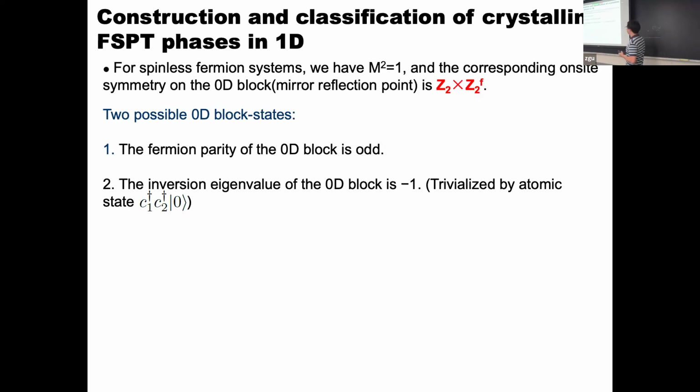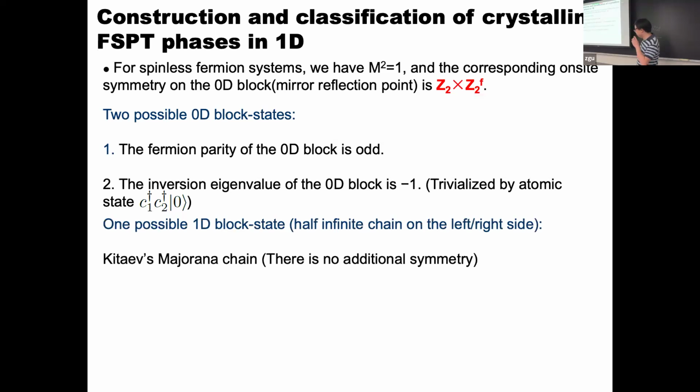But here I just want to argue that the minus eigenvalue in this case becomes trivial, because you can create a pair of fermions on both sides in a symmetrical way that doesn't break the symmetry. This can be realized perfectly by a local unitary that respects the mirror reflection symmetry. Then you just exchange them and you generate this -1. So in this case, we say this classification becomes trivial.